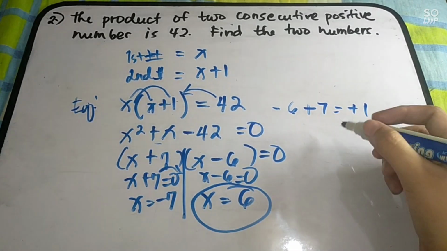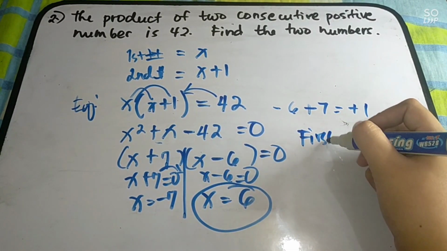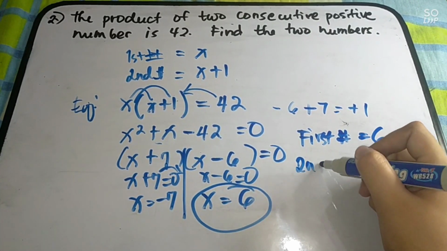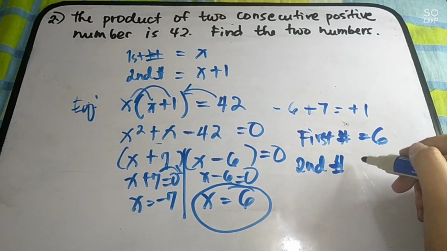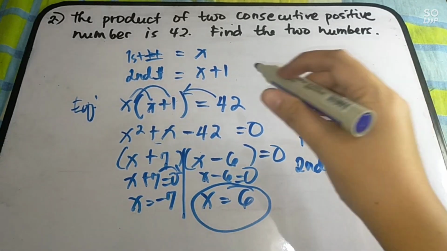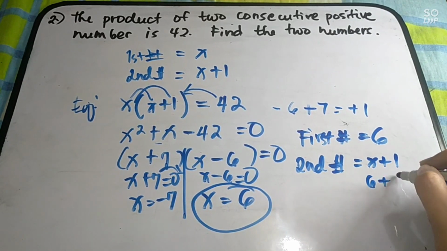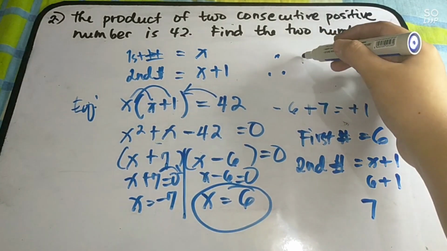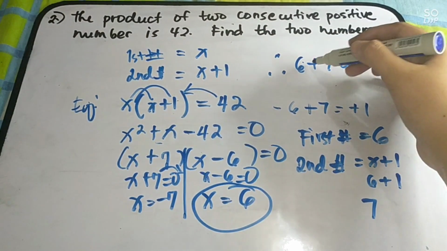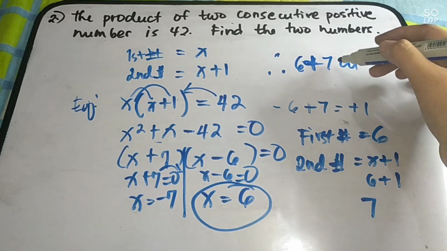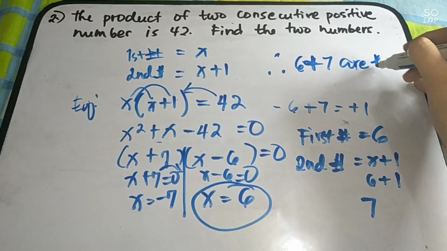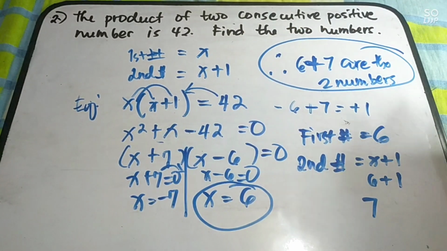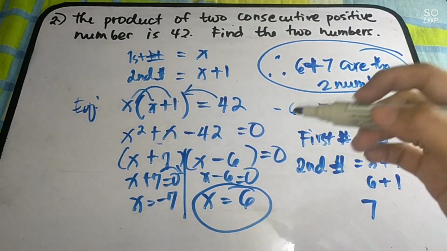Is it clear? So your first number is equal to 6. That is your x. For us to find the second number, what will you do? You have your x plus 1, your second number, just substitute. 6 plus 1, so the answer is 7. Therefore, your answer is 6 and 7. 6 and 7 are the two consecutive numbers. That is it. Okay? So how will you check your work?